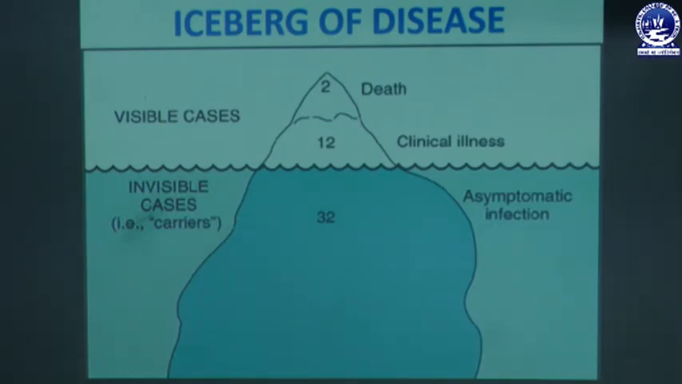The death period is the last stage of the iceberg of disease, in which nothing is in the hands of the doctor or physician. Because if we are haphazard and not serious about the clinical illness period, then we suffer death. This is the iceberg of disease.